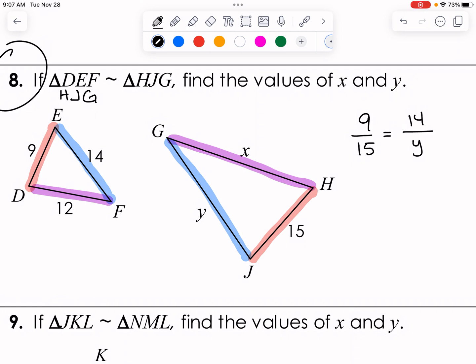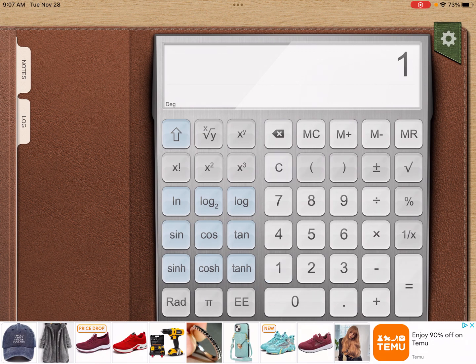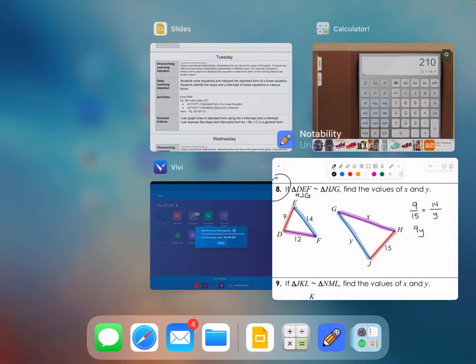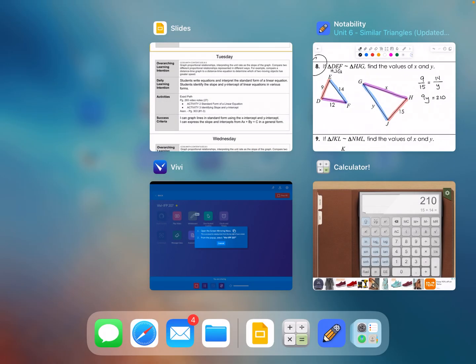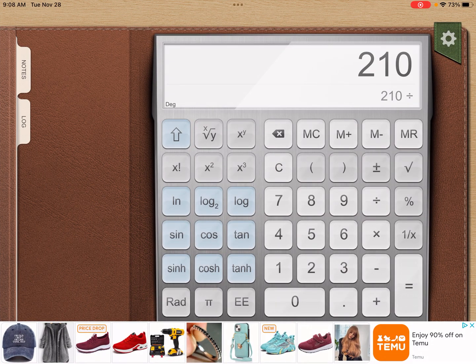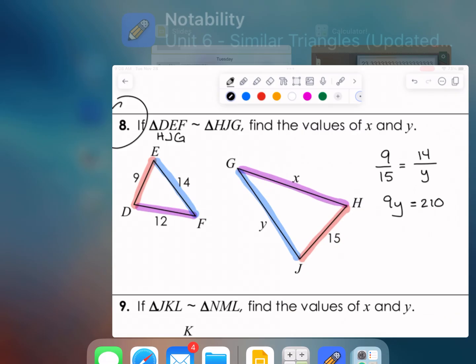All right, so cross multiply and divide. This would be 9y, 14 times 15. Be in the 200s. 210. Okay, and then let's divide that by 9. Divide by 9. All right, 23 point, it's a repeating 3, we'll just round to the nearest tenths, so 23.3. There we go.